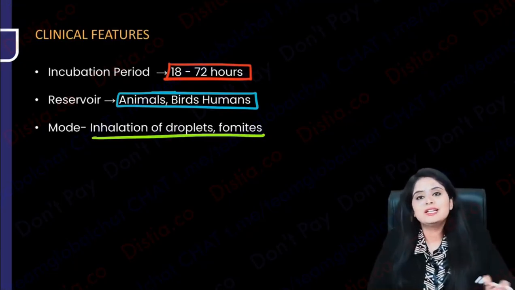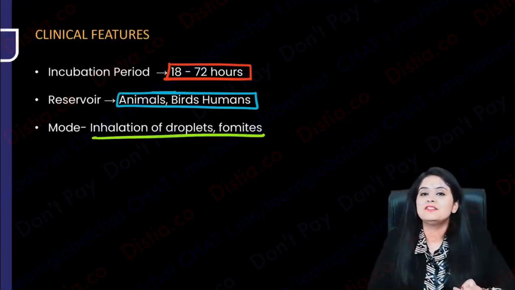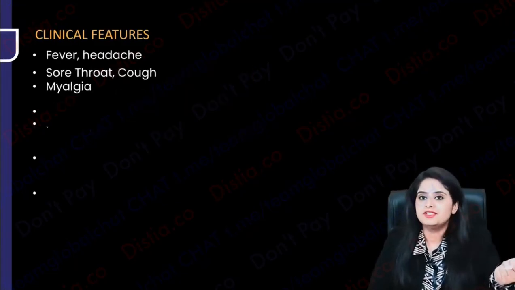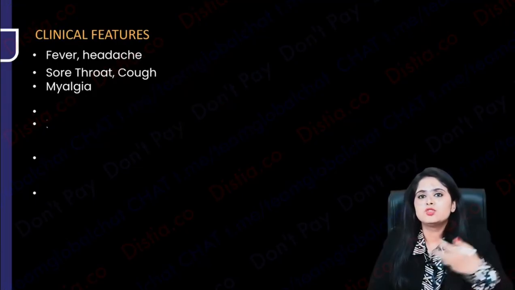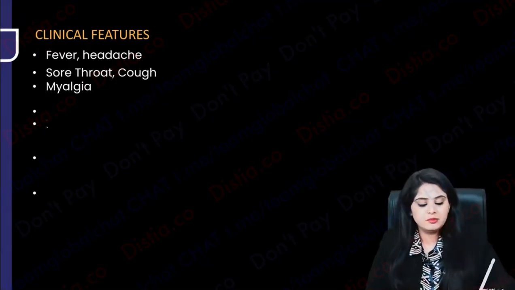Okay, so what are going to be the clinical features? Again, the basic clinical features I don't feel like teaching you. There is fever, headache, sore throat, cough. The patient will complain of joint pains, muscle pain. You don't have to mug it up. You've probably experienced it. So this is the prodrome that will be present in everyone.